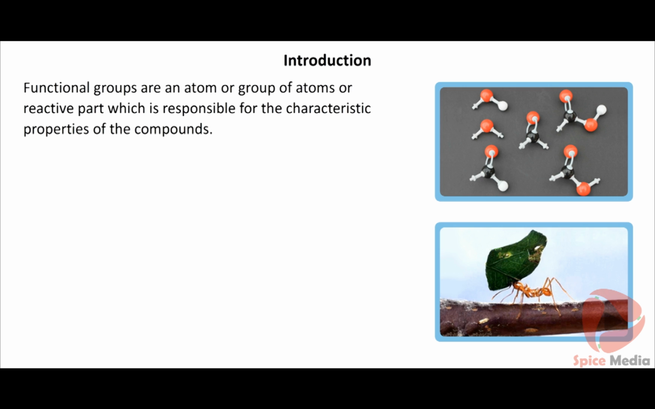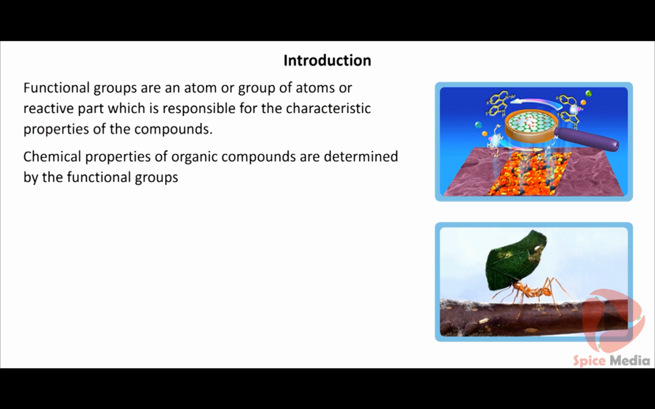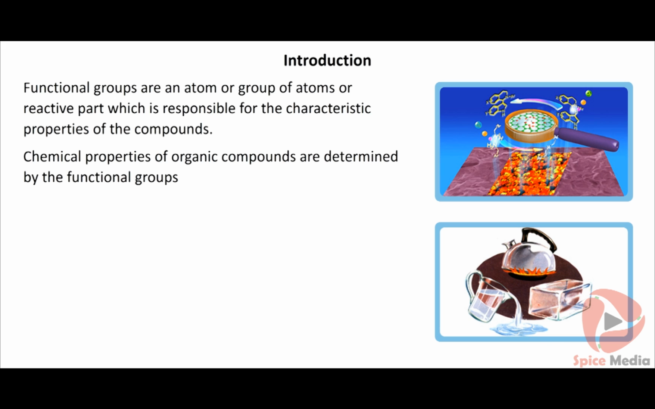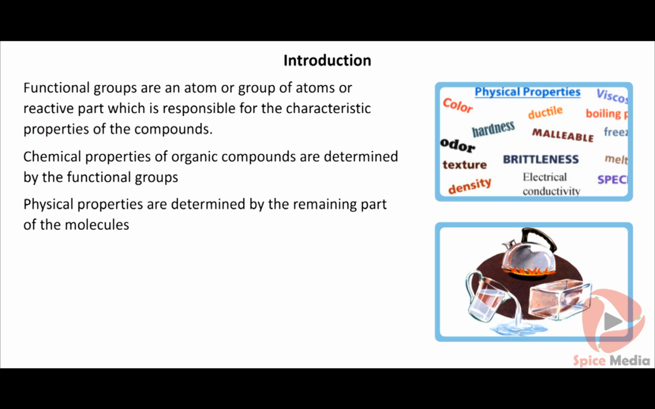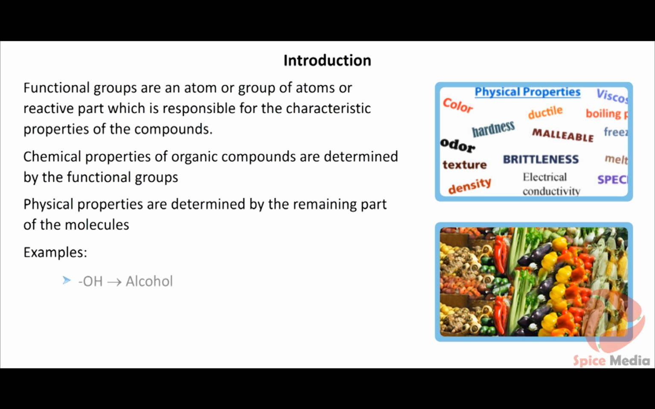Functional groups are an atom or group of atoms or reactive part which is responsible for the characteristic properties of the compounds. The chemical properties of organic compounds are determined by the functional groups, while their physical properties are determined by the remaining part of the molecule. Examples: OH alcohol, CHO aldehyde, C double bond O ketone, COOH carboxylic acid.